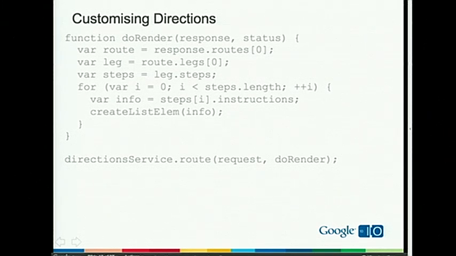So you only have to worry about rendering a set of steps. So here you can see we're just taking the first route and the first leg, and in every step, creating some list elements and adding them to our DOM. So going from here to a little bit more complicated, it's just really iterative and quite simple.